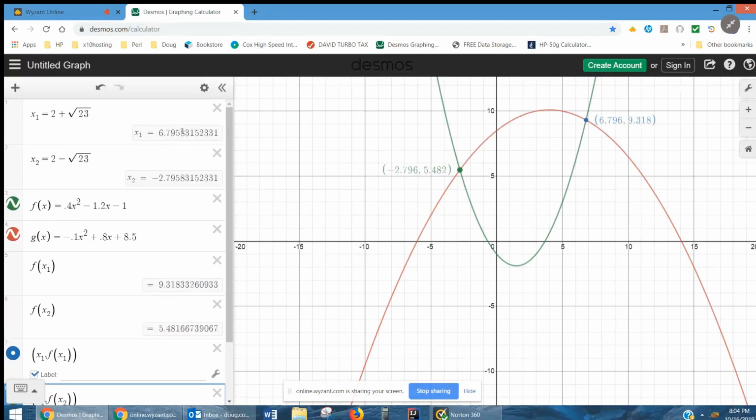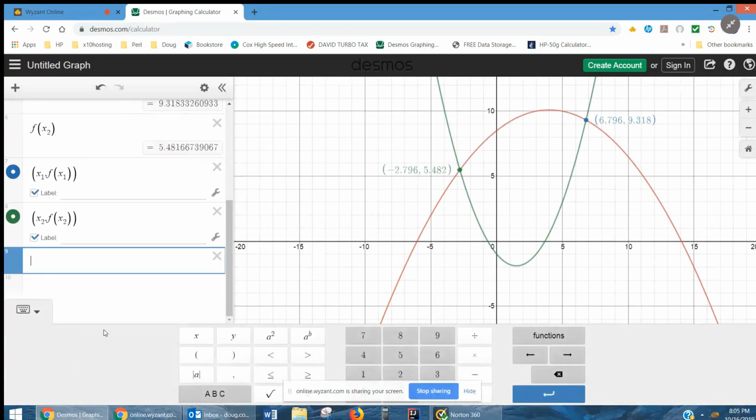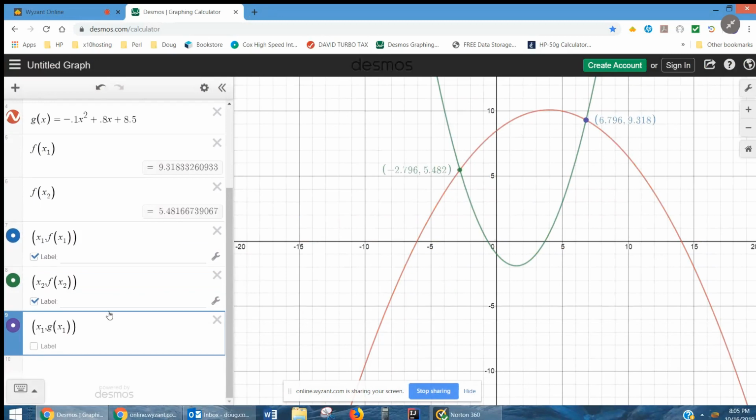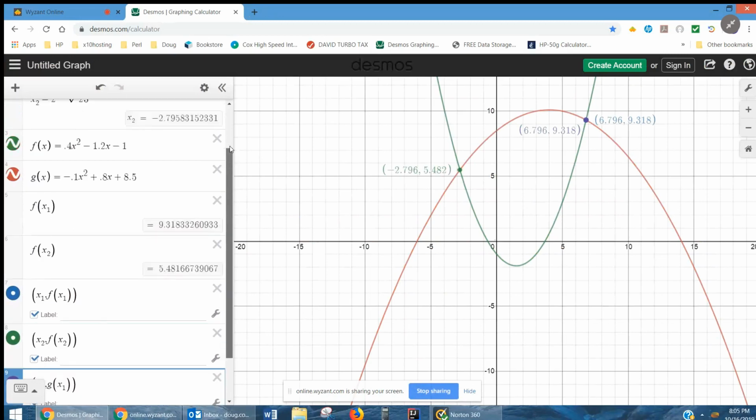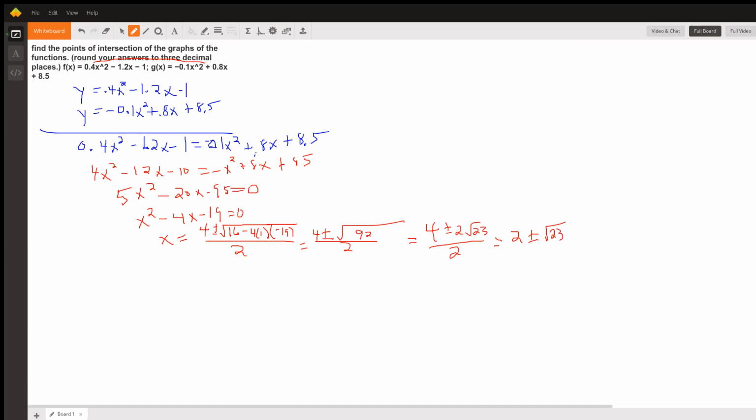You can round those to 3 decimal places. It's like 6.796 and negative 2.796. And of course, the corresponding y values are here. Okay, and you could also plot the points x sub 1, g of x sub 1, and they better be in the same location as the previously graphed points of intersection, and indeed it is. Okay, so that's one technique for finding the points of intersection of 2 quadratic functions. So I will end the answer and hope you understood all that.